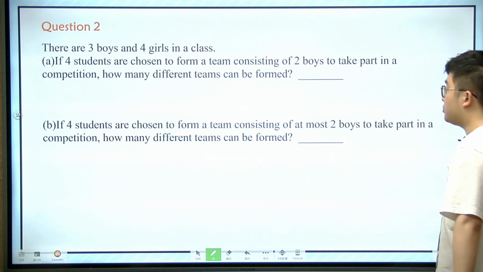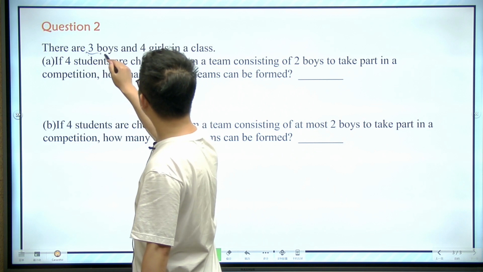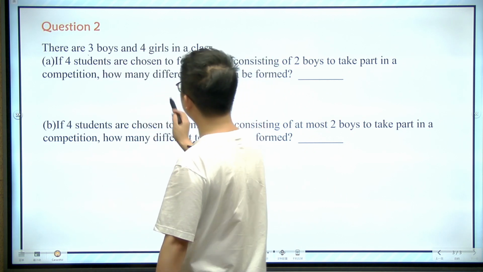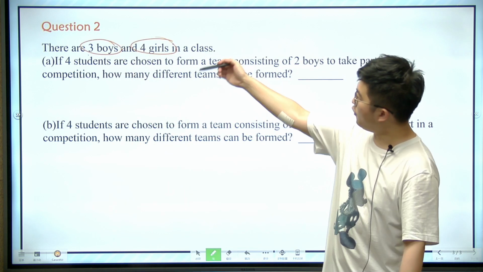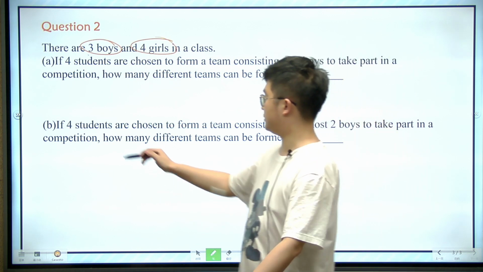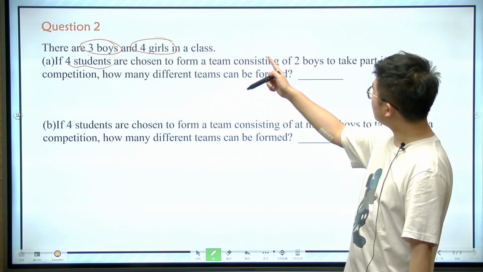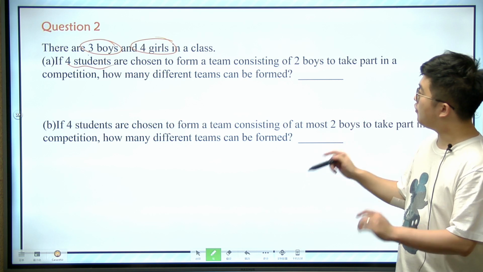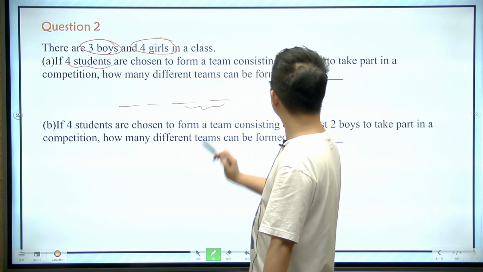Now let's see question number 2. There are 3 boys and 4 girls in the class. If 4 students are chosen to form a team, and this team must include 2 boys.